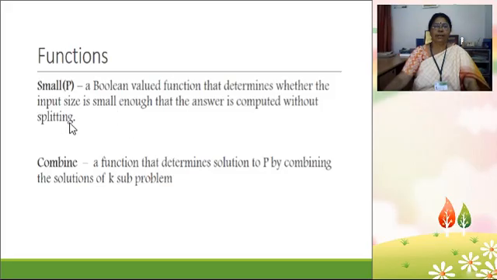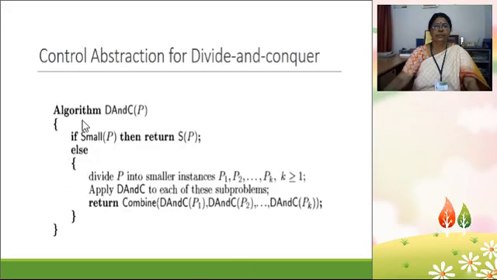These are the functions used: Small(P), a boolean valued function that determines whether the input size is small enough that the answer is computed without splitting. Combine is a function that determines the solution to P by combining the solutions of k subproblems. So we are dividing the given problem P into k subproblems, finding the solution to the k subproblems, and at last merging. Control abstraction for the divide and conquer algorithm DNC.